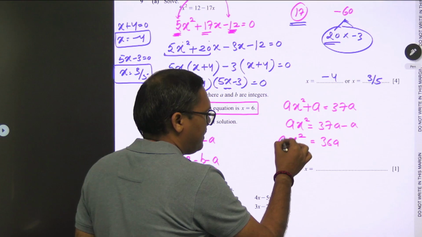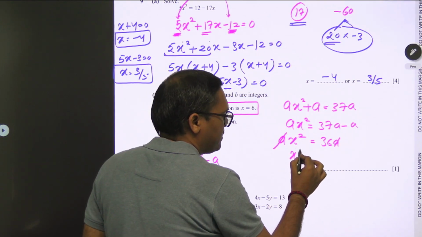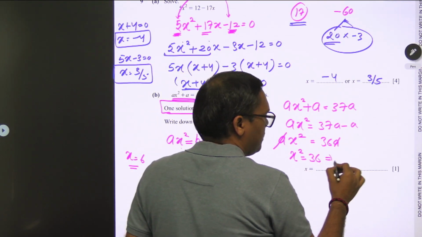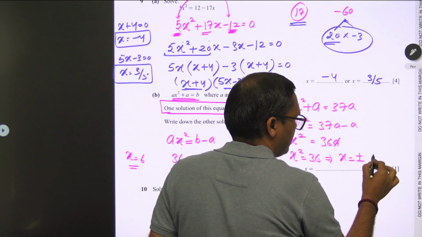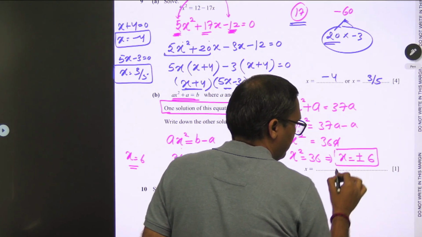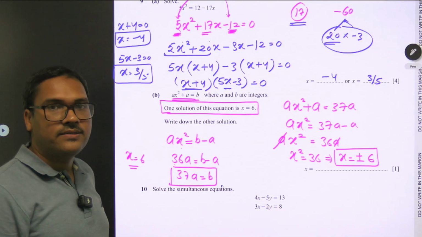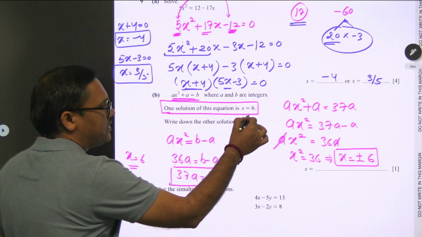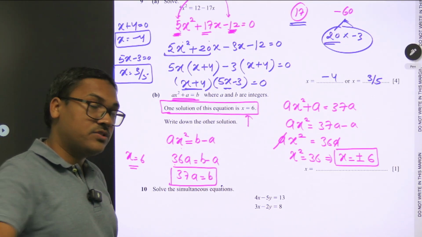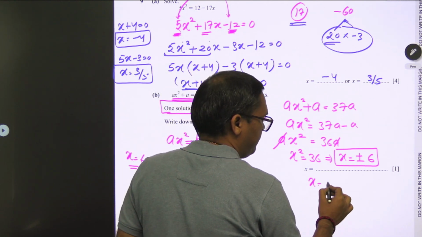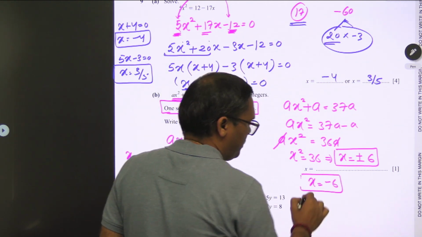So now if I cancel this a and a, what is the value of x square? x square equal to 36. So what is x? Plus minus root 36, which is 6. So what is the answer? x equal to 6 or x equal to minus 6. Now it's already given in the question that x equal to 6 is the solution. So what is the other solution? This is minus 6. Negative 6 is the answer for this question.